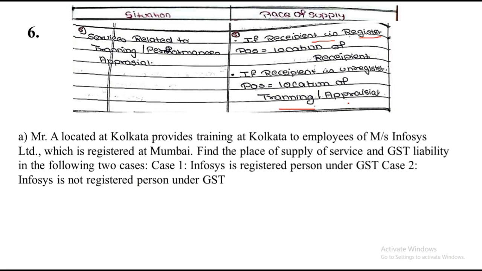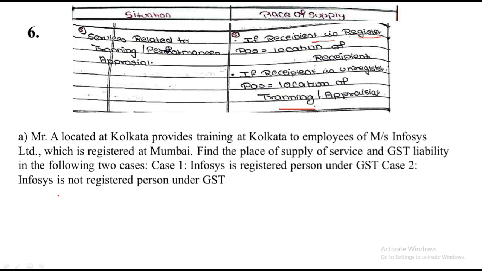Okay, we'll take up the first example. Mr. A, located at Kolkata, provides training at Kolkata to employees of Infosys Limited, which is registered at Mumbai. Find the place of supply and service of GST in the following cases. Number one, Infosys is a registered person. Now, Infosys is a recipient.